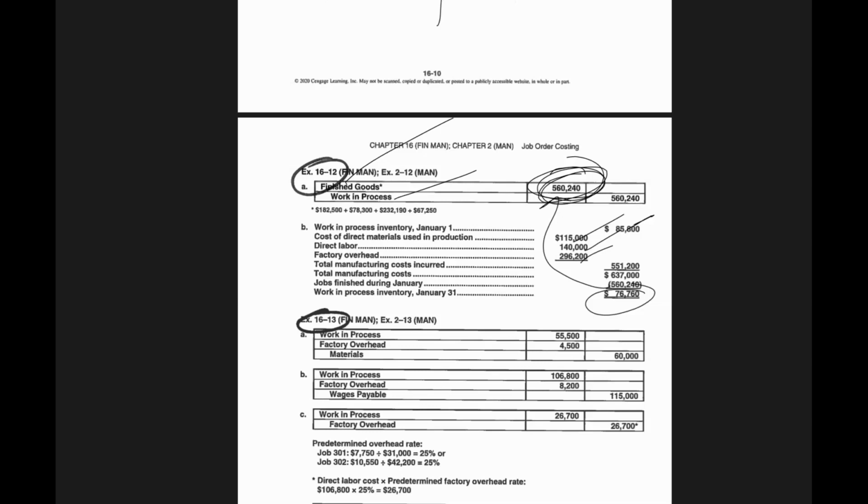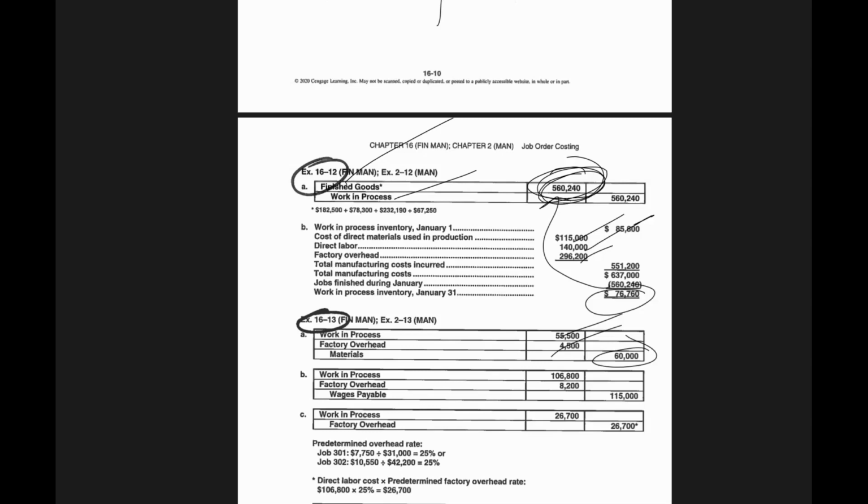All right, so for letter A, looking at materials only, if you go across jobs 301, 302, 303, 304, you're taking away 60 grand. So 12,500 plus 18,750 plus 9,940 plus 14,310 is, that is your 60 grand. Of all of that, those are direct, so that goes into WIP. And then in the reading, it says there were materials of $4,500 that were indirect. So there's your $4,500.